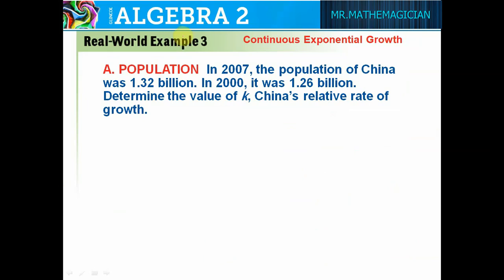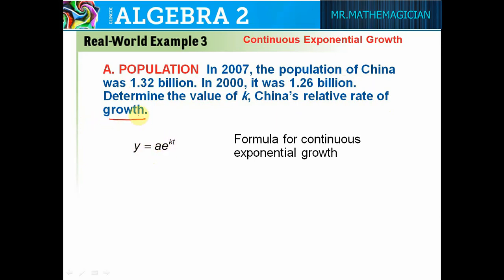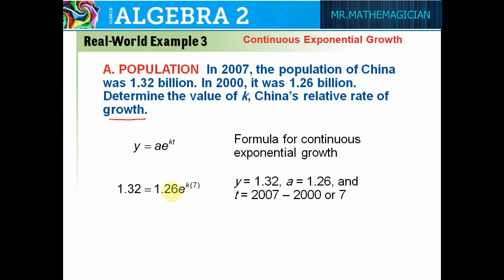Now another example. In 2007 the population of China was 1.32 billion. In 2000 it was 1.26 billion. Determine the value of k, China's relative rate of growth. So we begin with the formula y equals a e to the power of kt, because it's growth. And we can substitute now the population of China, 1.32 billion.